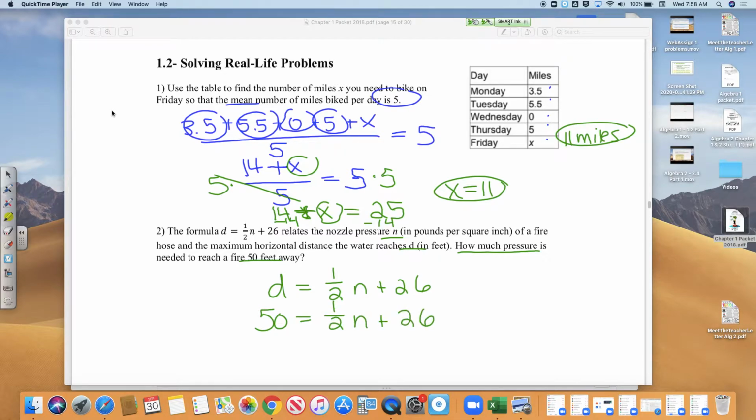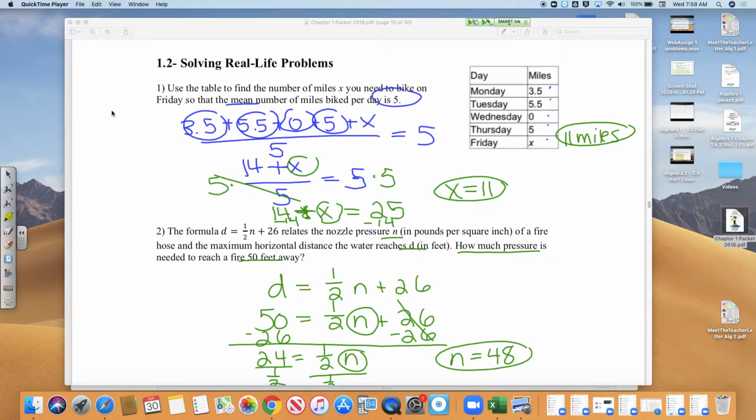And now I can solve this equation. To solve this equation for N, which stands for the pressure, the first thing I'm going to do is subtract 26 from both sides. When I do that, 50 minus 26 is 24. So I have 24 is equal to 1/2 times N. The last thing I'm going to do is cancel out this multiplication. So to cancel out multiplication, I divide. So I'm going to divide by a fraction, and that's okay. I'm going to divide by 1/2 on both sides. And when I do that, 24 divided by 1/2 is 48.